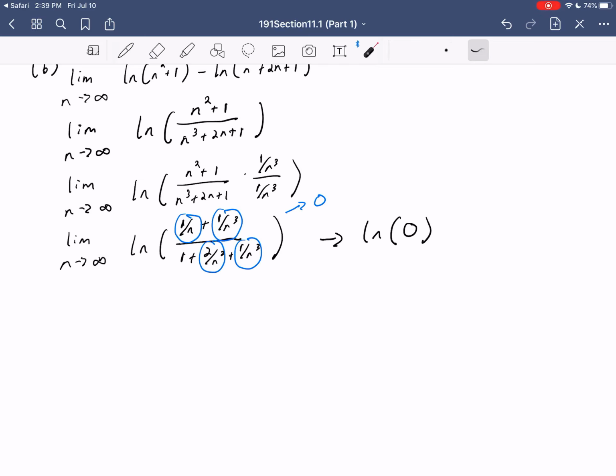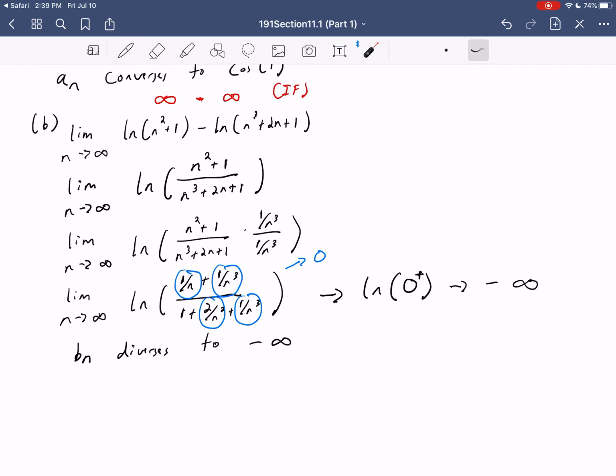Now, since we're going towards positive infinity and all these things are positive, this is going to be approaching 0 from the positive side. What happens to ln as you approach 0 from the positive side? Well, remember, ln looks like this. We'd be following it down this way. So this is going to approach negative infinity. So we can say that b sub n diverges to negative infinity. So b sub n is a divergent sequence because it's headed towards negative infinity.